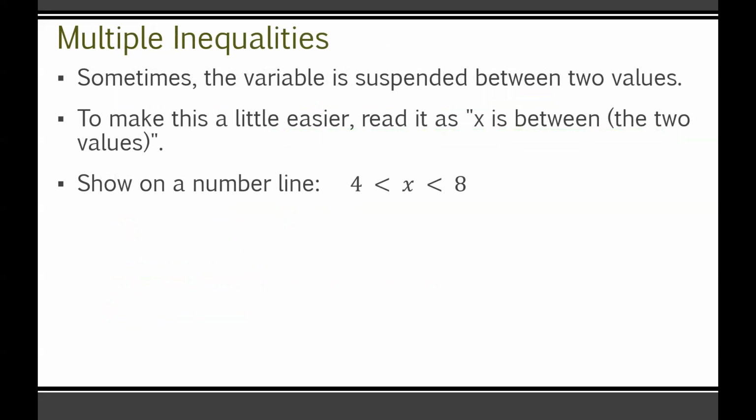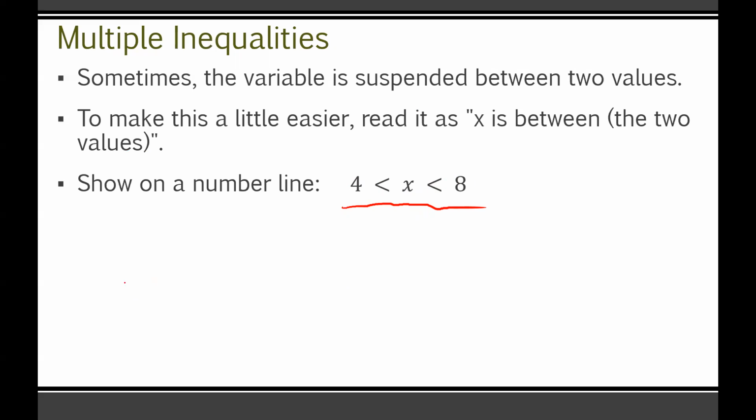Multiple inequalities. Sometimes the variable is suspended between two values. Holy Toledo. The wonders never cease here. To make this a little easier, just read it as x is between the two values you've got. So if we're going to show this on a number line, this example right here, I would read this as x is between 4 and 8, right? So x is being eaten when compared to the 4, but 8 is being eaten when compared to the x. So that means x has to lie in between these two numbers.